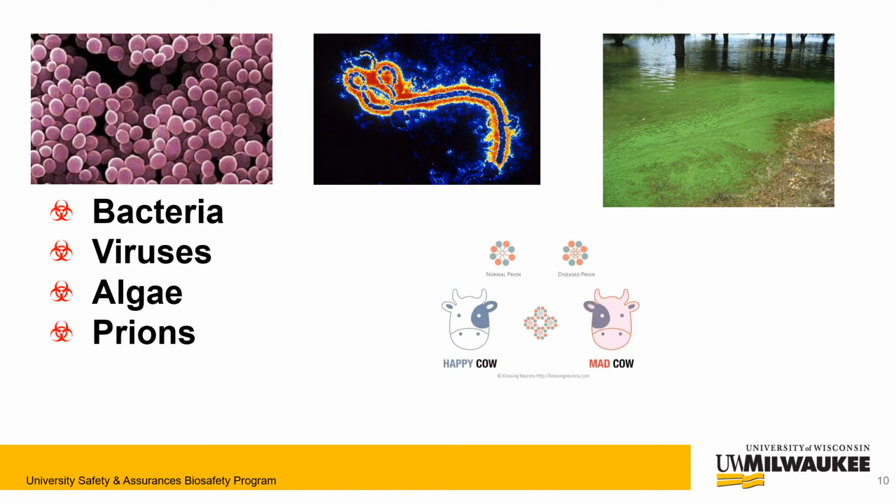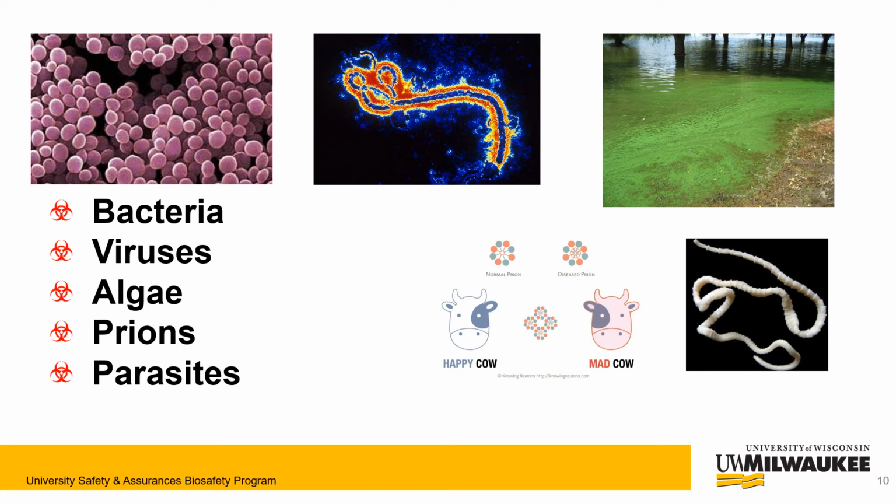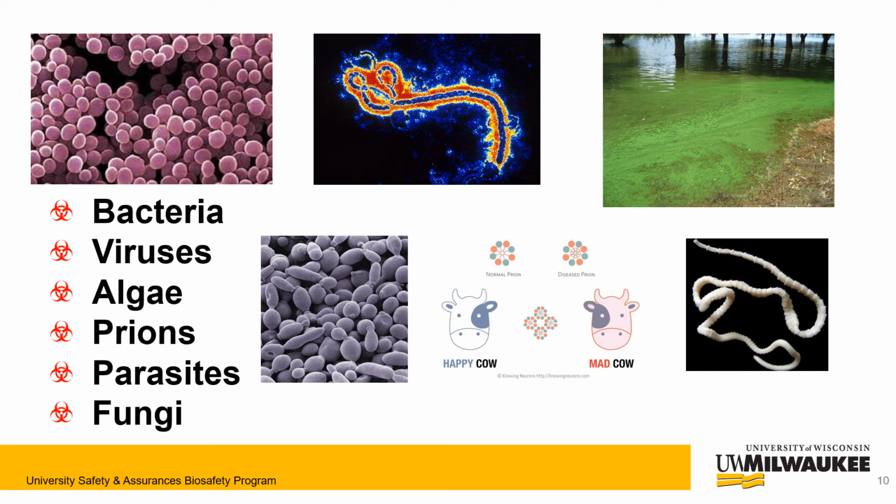prions, which lead to spongiform encephalopathies, such as bovine spongiform encephalopathy or mad cow disease, parasites, such as the tapeworm in this photo, and fungi, such as the candida or yeast shown in this picture.